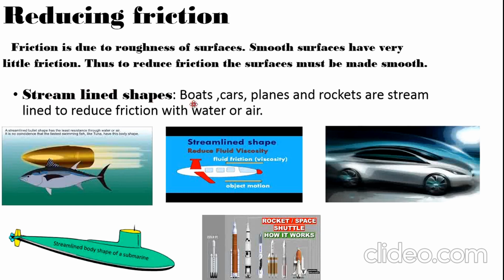Streamlined shapes. Boats, cars, planes and rockets have special shapes to reduce friction with water or air, which are called streamlined shapes. A car's body is designed like a wedge to cut its way through the air, and the surfaces are curved to allow the air to flow over the sides with minimum drag.